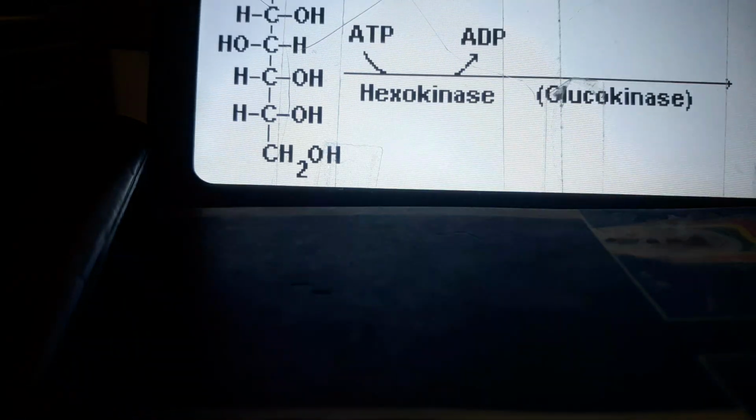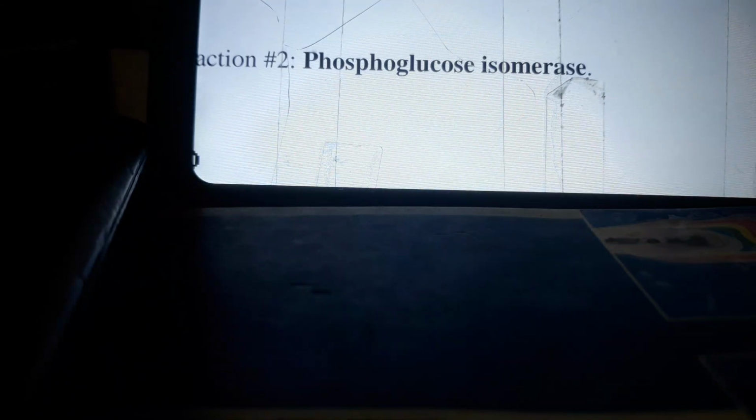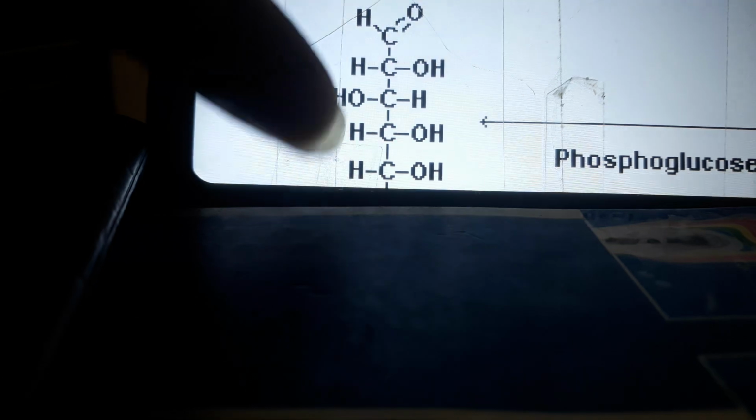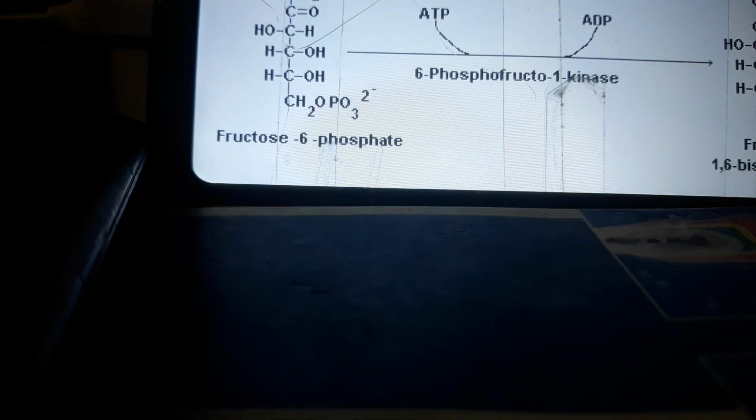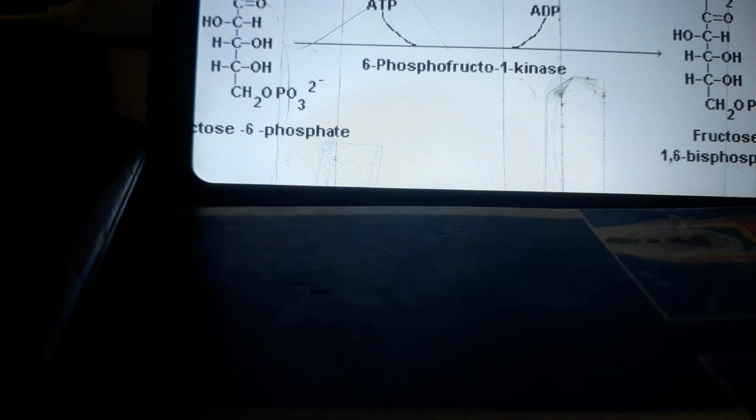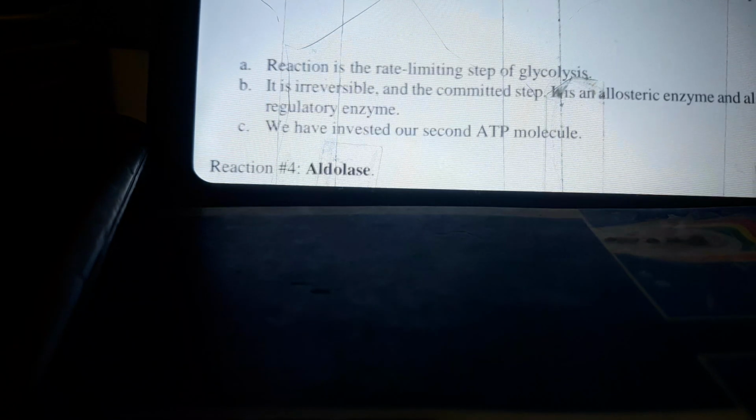Next, the individual reactions. This is the first one of hexokinase, converting glucose to glucose 6-phosphate, right? You see that? Right. Next would be the action of phosphoglucose isomerase, which converts glucose 6-phosphate to fructose 6-phosphate, right? And the next would be fructose 6-phosphate, in the presence of 6-phosphofructose 1 kinase or PFK1 and ATP to form fructose 1,6 biphosphate.